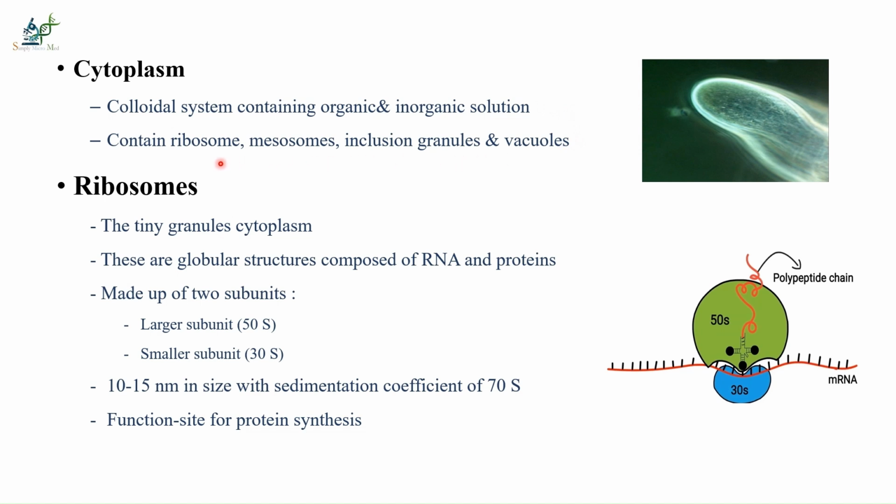Ribosome. Ribosomes are tiny granules present in the cytoplasm. They are globular structures composed of RNA and protein. They are made up of two subunits: the larger subunit is 15S, and the smaller subunit is 13S. They measure 10 to 15 nanometers in size with a sedimentation coefficient of 17S. The function of the ribosome is to be the site of protein synthesis. Protein synthesis takes place inside the ribosome.